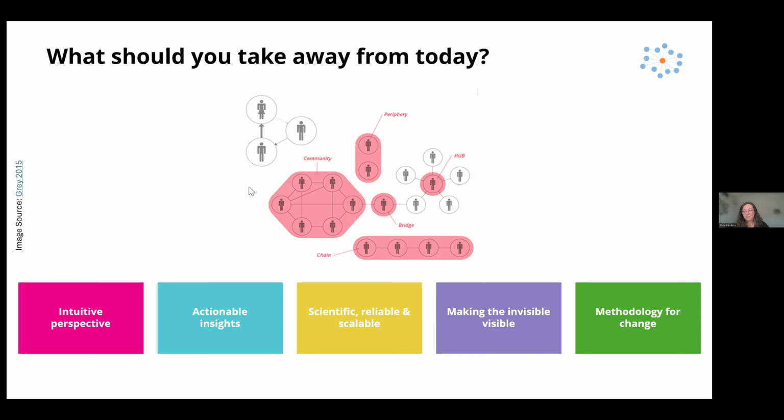I think one of the most interesting things about this approach is that it allows you to refute and reject a lot of the intuitions that we previously had about different ecosystems with, let's say, objective data, or even large-scale subjective data. And then, yes, it is a methodology for change.